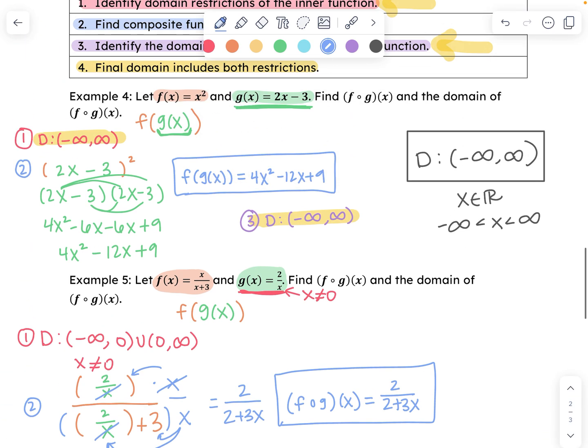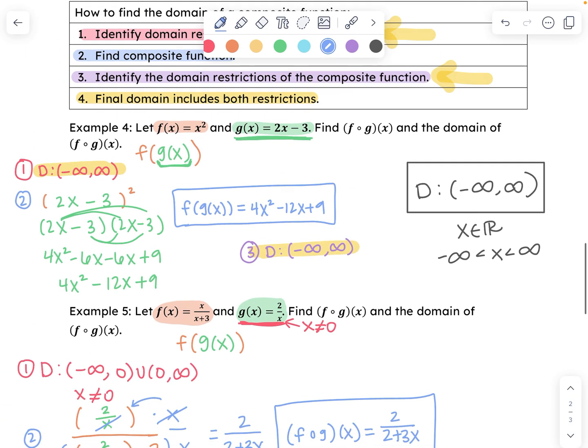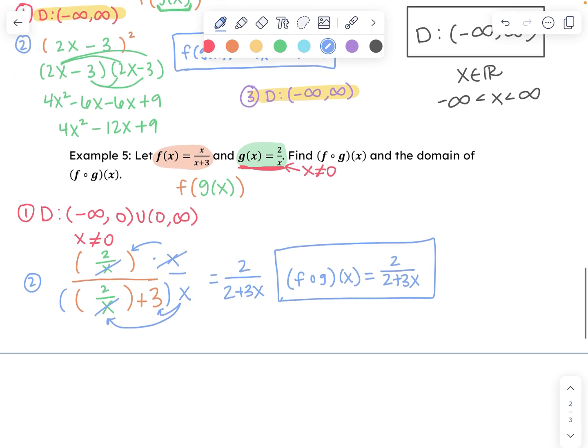Okay, and then our next step is to identify the domain restrictions of this new composite function. So just like our g of x that we started with, we have a fraction. We cannot have a denominator of 0, so what I'm going to do is I'm going to say that 2 plus 3x cannot equal 0. I can subtract 2 from both sides, so 3x cannot equal negative 2, and divide both sides by 3 to find that x cannot equal negative 2/3. That's where we're going to have issues in our domain.